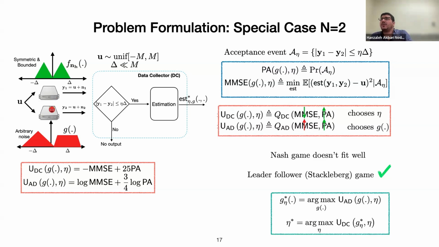And the objective of the data collector is to choose some value of eta, which is denoted by eta star, the best threshold, in a way that it maximizes the utility of the data collector by considering the response of the adversary to this value of eta. Okay, is that clear?